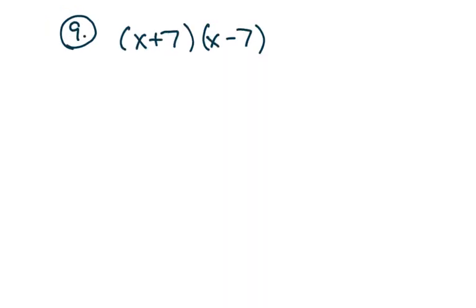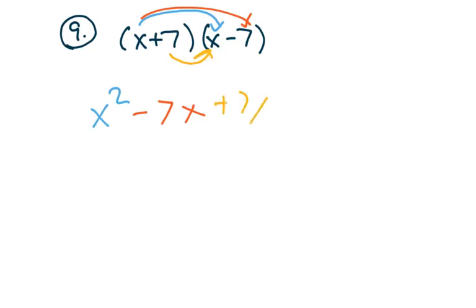Number 9, we'll do the same sort of thing. We'll multiply everything by everything. We'll FOIL, so we get x squared. Negative 7 times x is negative 7x. 7 times x is 7x. And 7 times negative 7 is negative 49.